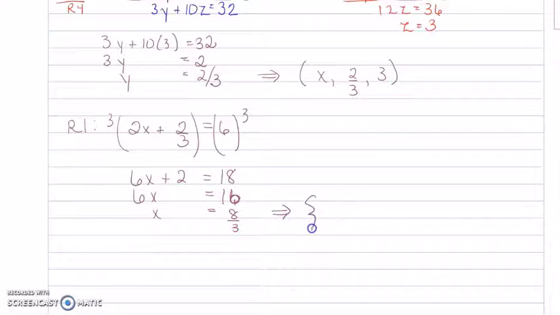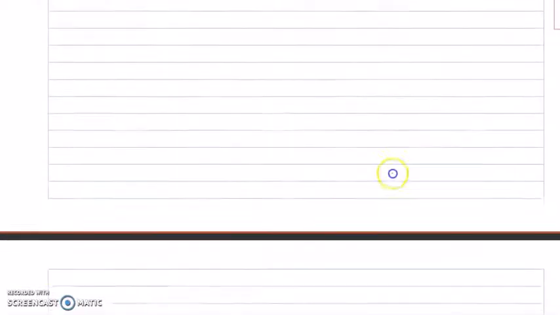So now my solution set, x equals 8/3, y equals 2/3, and z equals 3. You could go ahead and graph that in Geogebra if you wanted to see what that looked like, but since we've already seen 3 planes intersecting at a point, I'm not going to do that right now. What I'm going to do is move on to our next example.